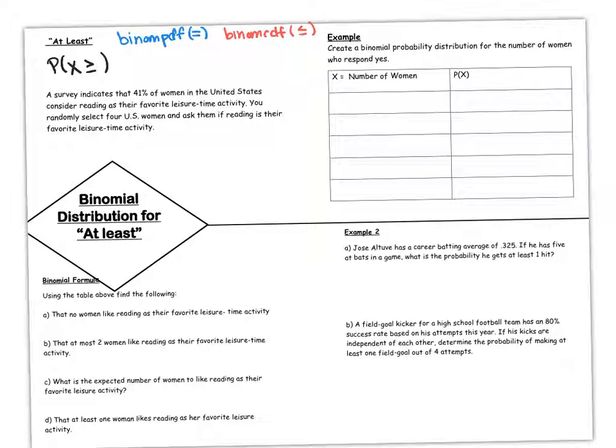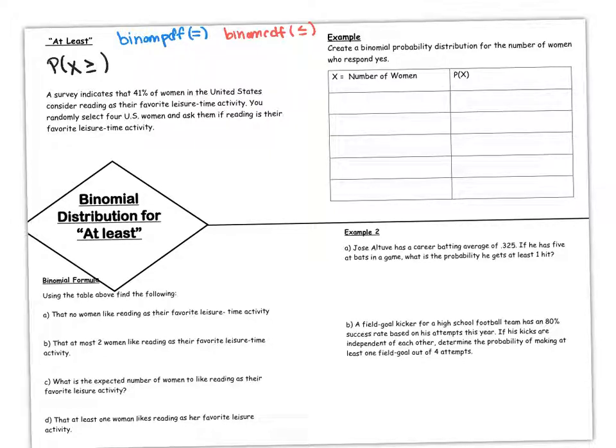Look at the example. A survey indicates that 41% of women in the United States consider reading as their favorite leisure time activity. You randomly select 4 U.S. women and ask them if reading is their favorite leisure time activity. I want to create a binomial probability distribution for the number of women who respond yes.